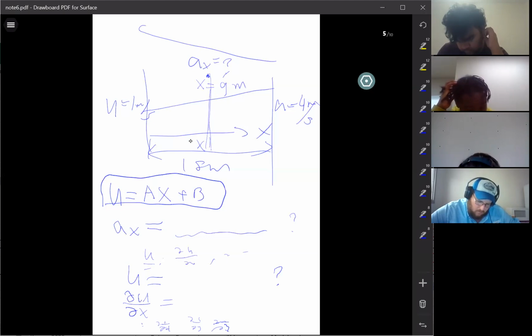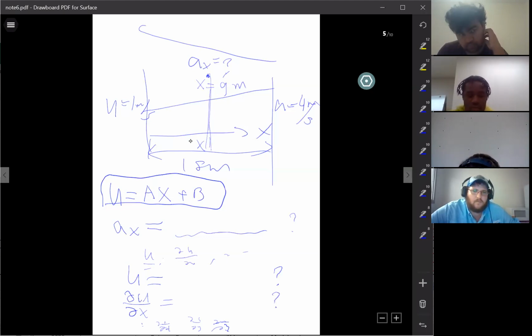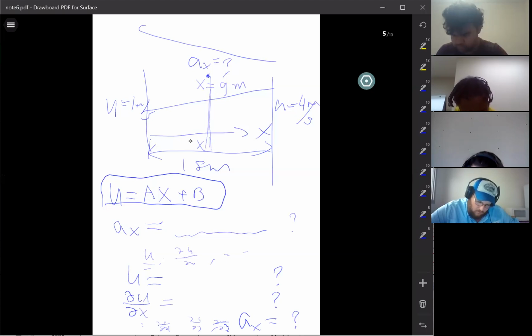Okay, this is everything I put on the question, then I will give points. U, what is U? What is partial U, partial X? And the final answer, AX, what is that? AX in the middle of the nozzle. So these are the points I want to give.